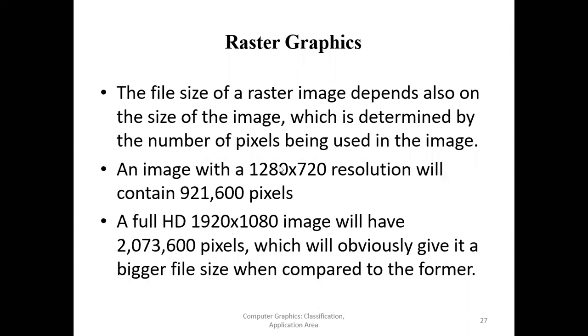So here, if your image resolution is 1280 into 720, that means if you multiply these two using a calculator, you will get 9,21,600 pixels. If you multiply a full HD picture, that is 1920 into 1080 resolution, it will have 2,073,600 pixels. So the more pixels you have, the better quality you get, and the more space you need.